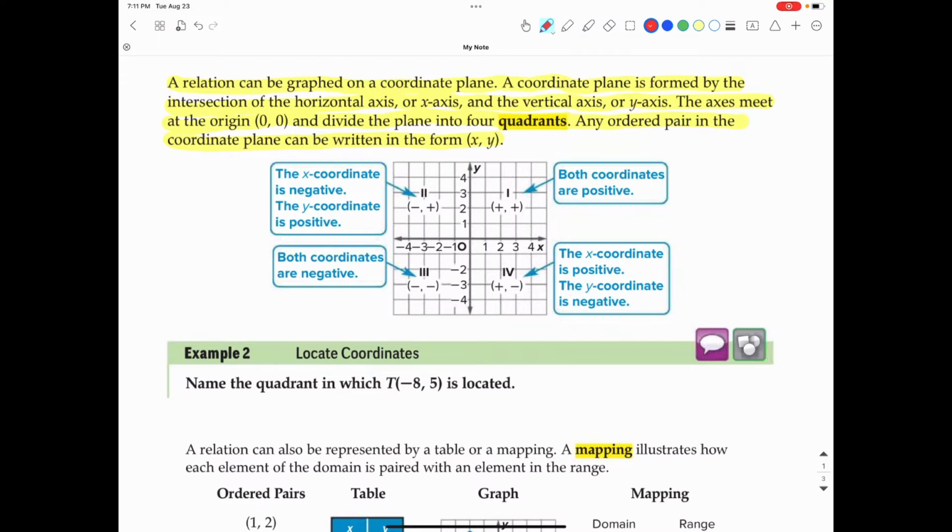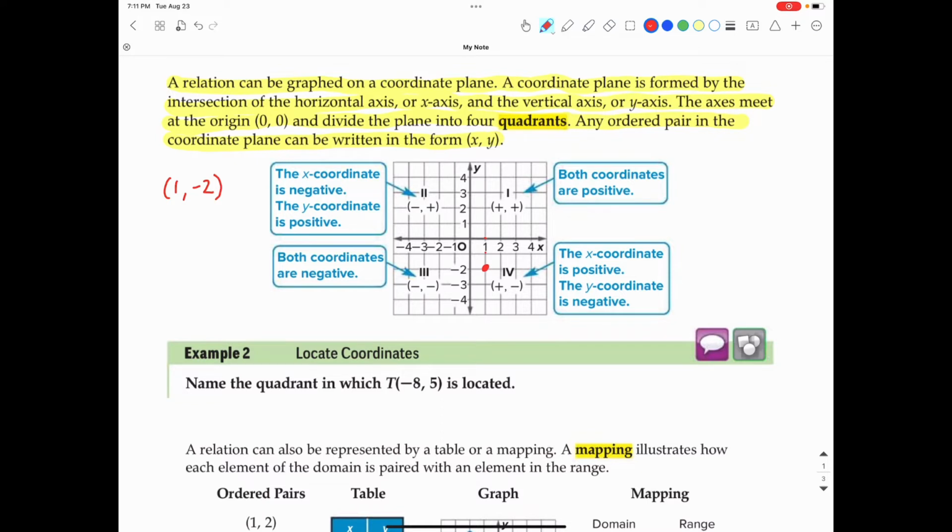So let's say, for example, we wanted to graph the ordered pair 1, -2. You would start at the origin, which is where the two axes meet. The first number 1 means we go right 1, so we'd go right 1 and down 2 for -2, and we would place a point there.